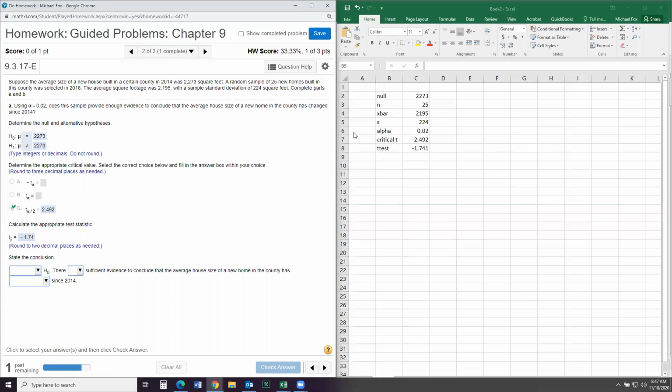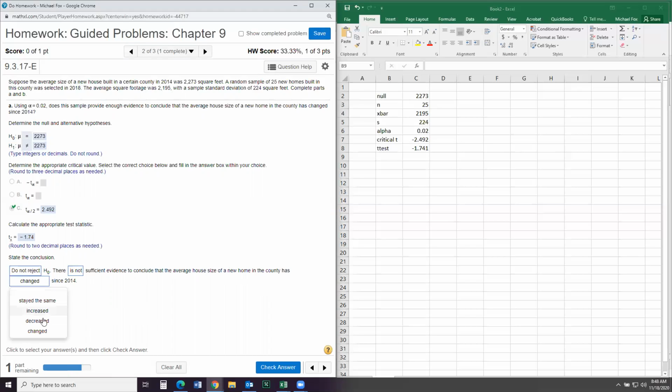So in this case, our critical value is plus or minus 2.492. And our test statistic is negative 1.741. So it's within the range of those critical values, okay? So we're going to not reject the null hypothesis because there is not sufficient evidence to conclude that the average house size has changed.